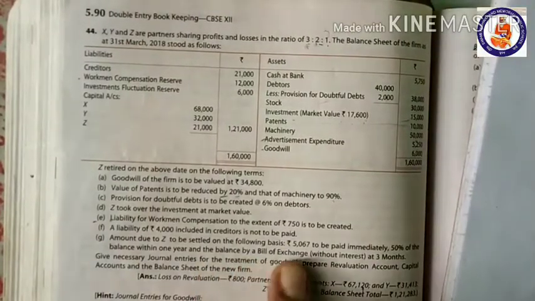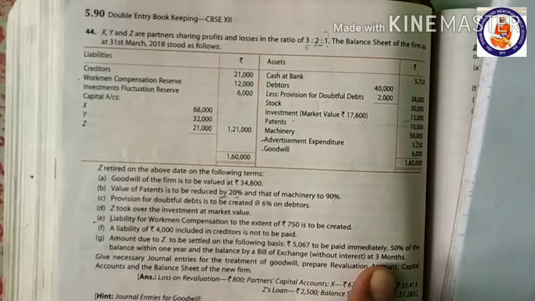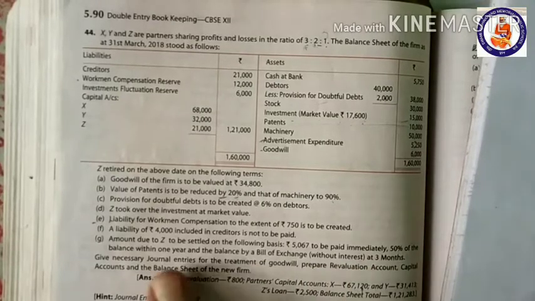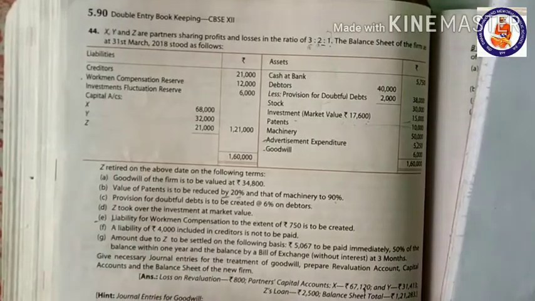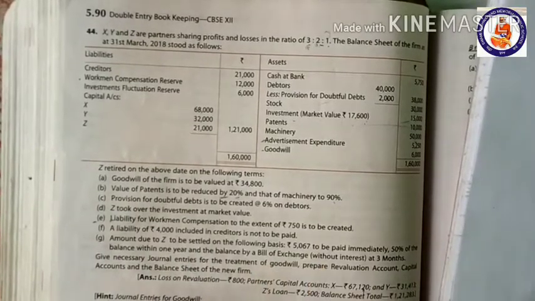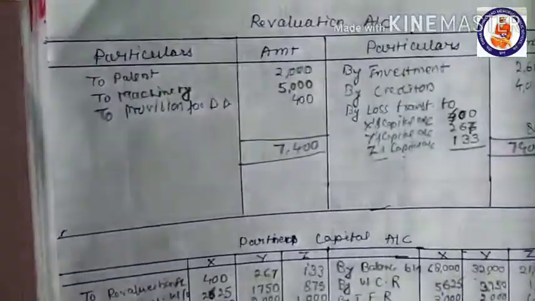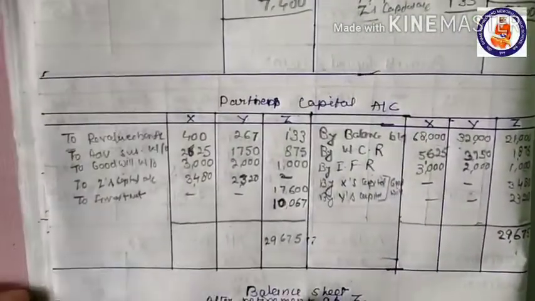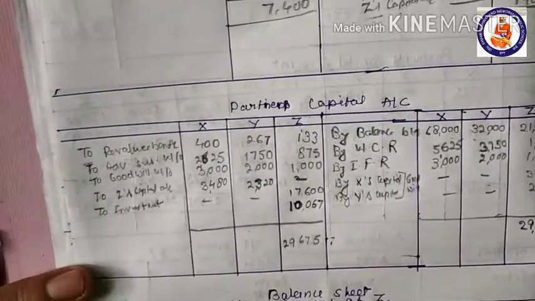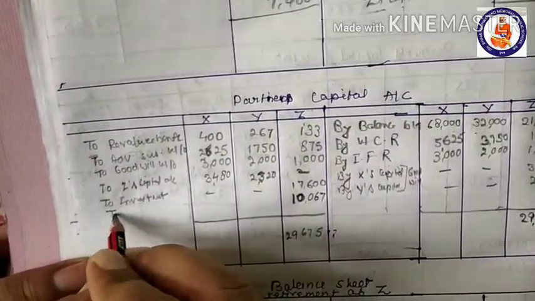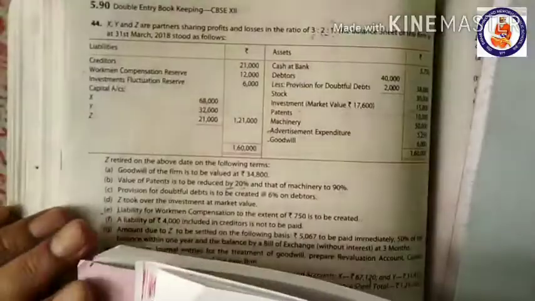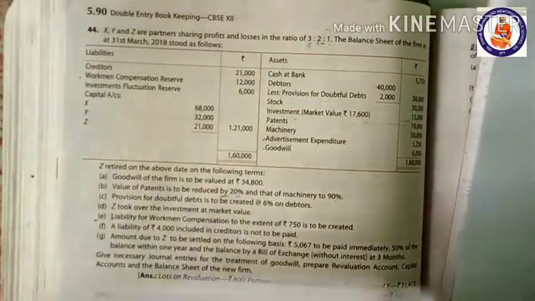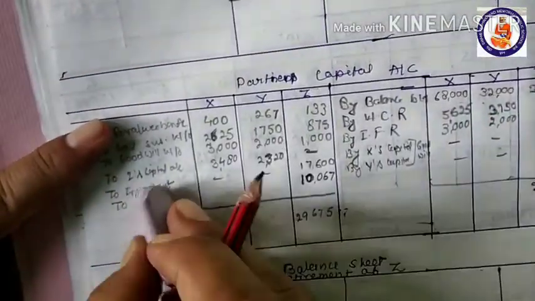The balance is paid by bill of exchange at 3 months, and 50% of the balance within 1 year. So it will be the loan, and this will be the BP. Now what we will do: this 10,067, here to cash or bank, cash at bank, so we will write to bank.